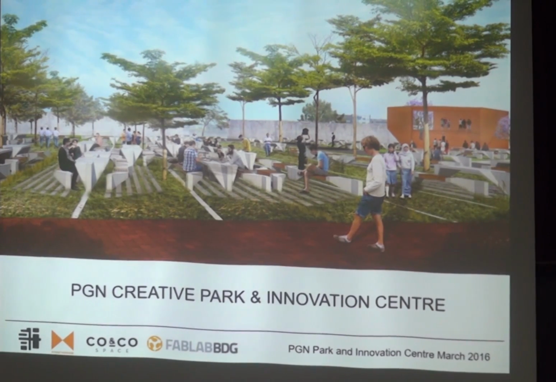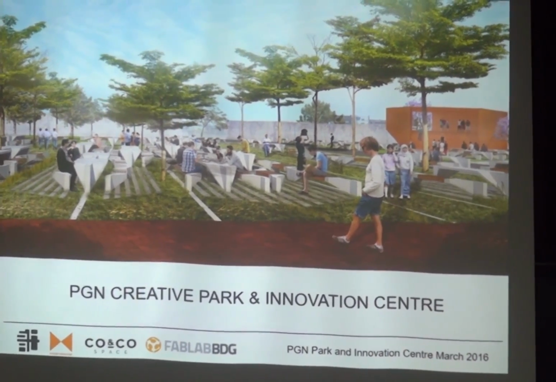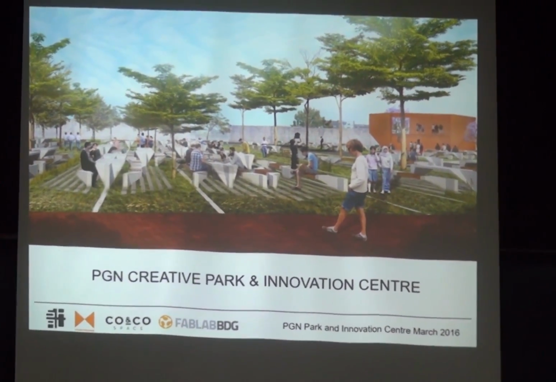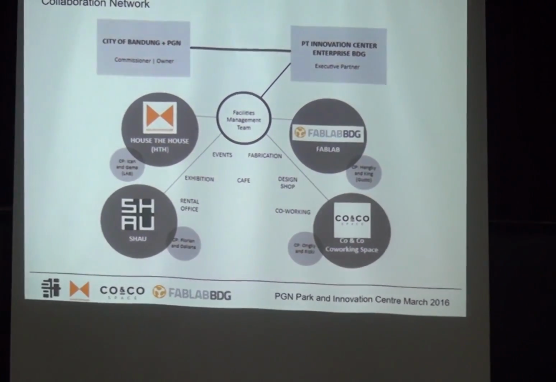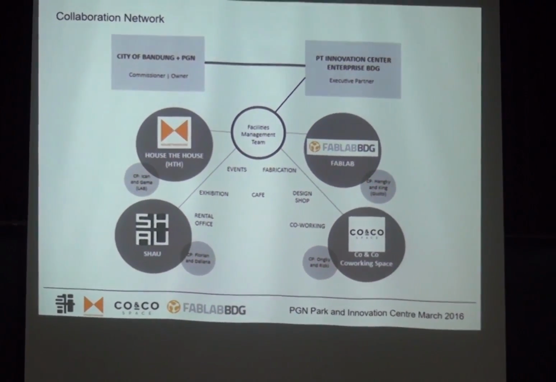So basically we were asked by the client to have a look at the site. There's an old factory building and he would like to have a co-working space, a fab lab or manufacturing facilities, and an event space. So what we did, before we start designing, we started to form up a team.